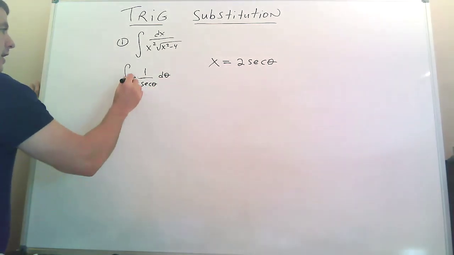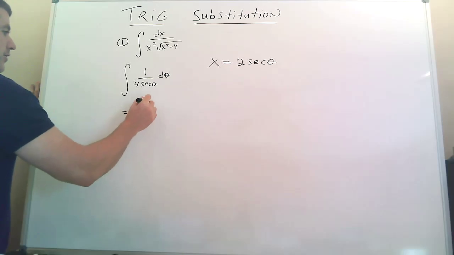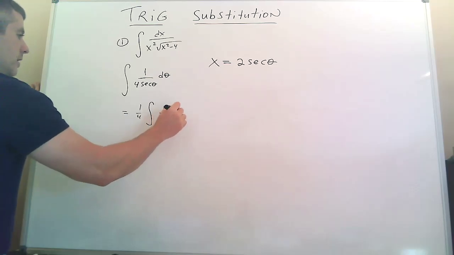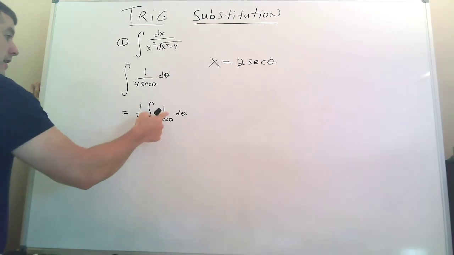Now I'm going to make it look a little prettier. I have 1/4. Look, just get rid of it to make it easier for yourself. Just take the 1/4. It's a constant. You can move it in the front. That's exactly what I'm going to do. So then I get here. Now, remember, you have to integrate this.